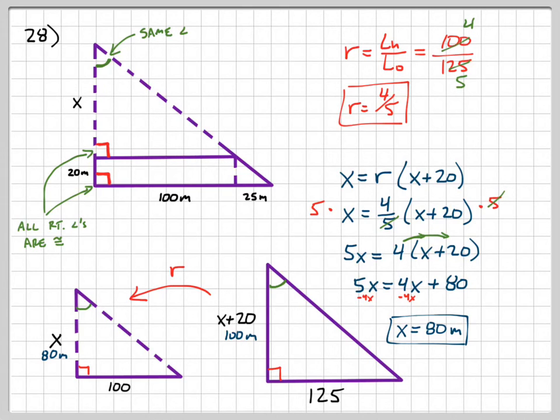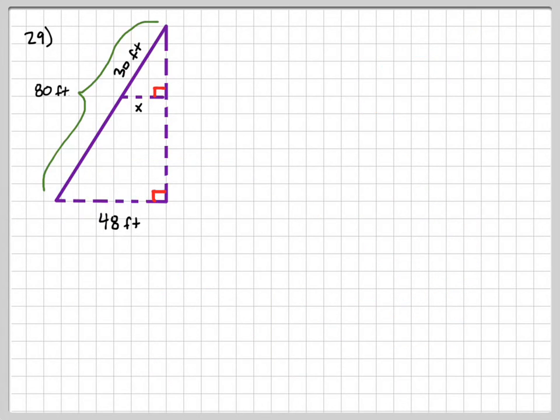Alright, so that one was a little bit tricky. The next one actually is a little bit more simple again. We're back down to 2 triangles. So here's the sketch. The thing to be careful of with this one is to recognize that this 80 doesn't stand for this piece, but rather stands for the entire length, whereas the 30 only stands for this piece of my triangle.